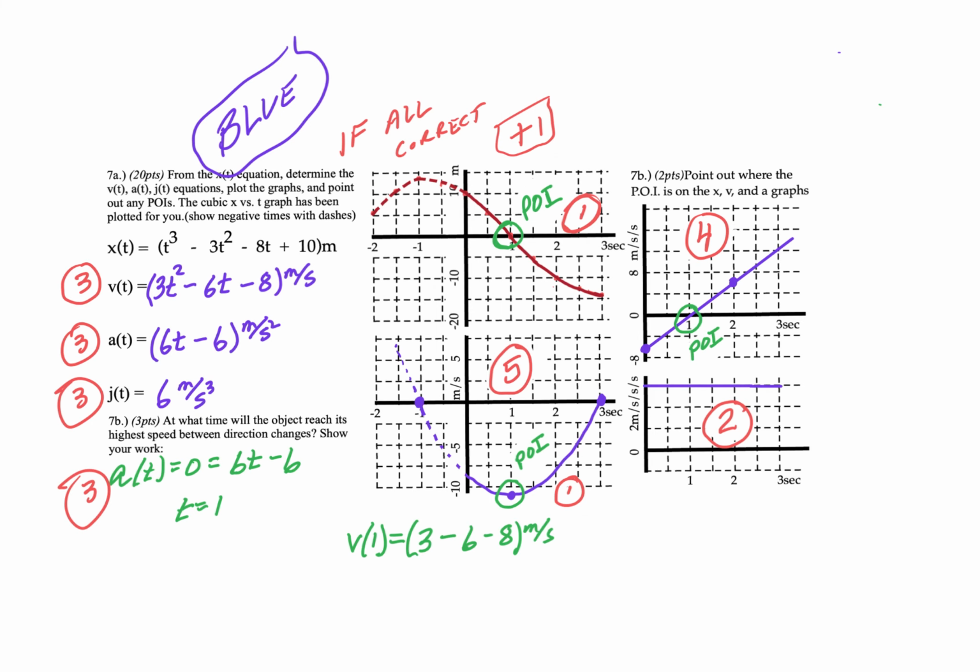Number 7 is blue. Main mistakes here, once again, power rule. Most people got the power rule right here. The main mistake on this one was 7B. A lot of students, probably a dozen, thought that I was asking for where the thing turns around, but it says the highest speed. What's the highest speed between direction changes? That is, by definition, the point of inflection. And that's where acceleration is 0, okay?